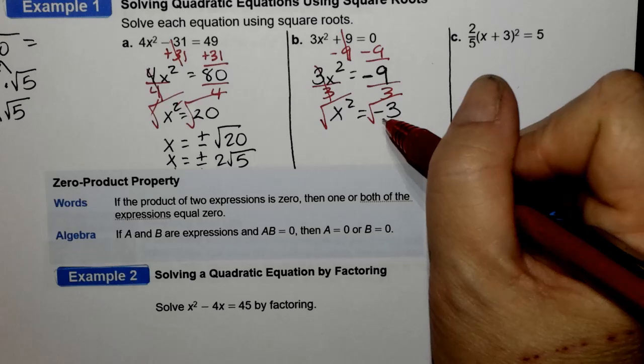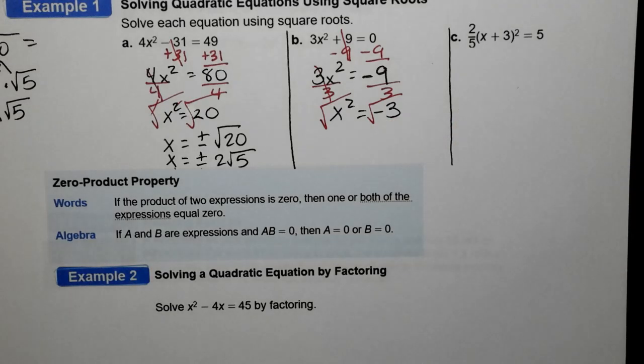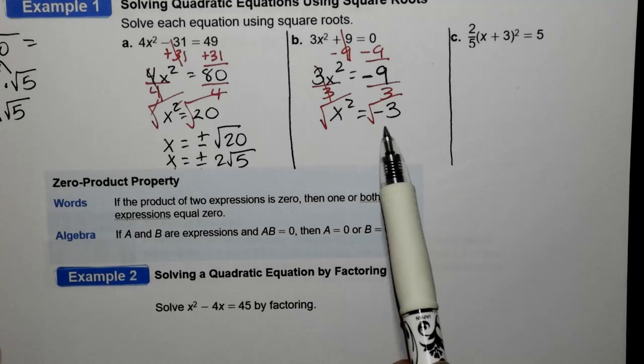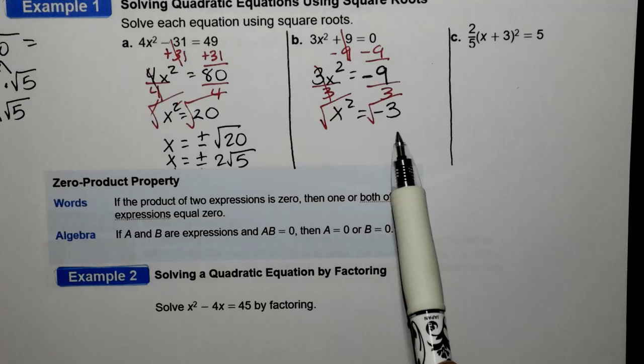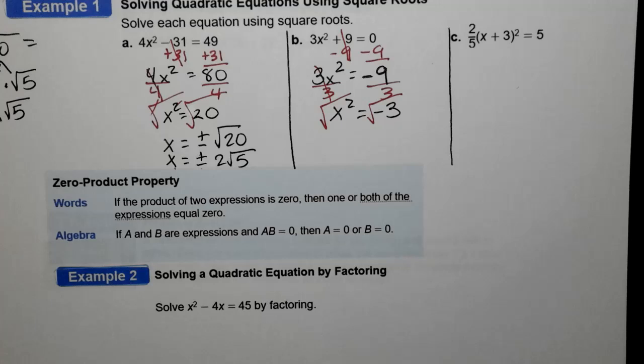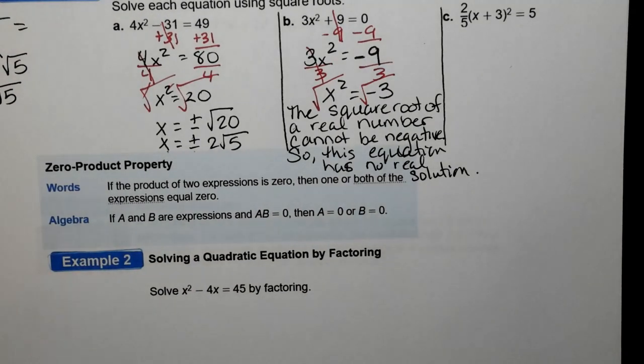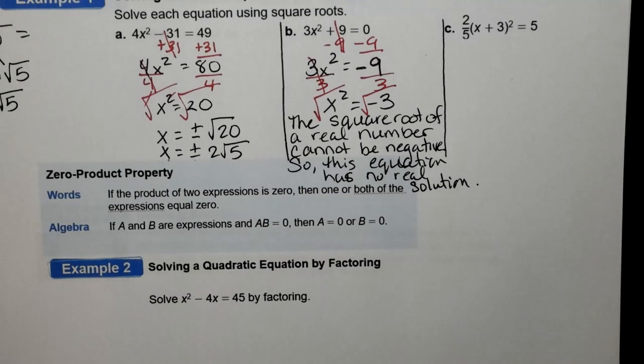However, I have a negative here. Because of this negative, there is no number that if I multiply it by itself will ever give me a negative answer. So the square root of a negative number is not a real number, so this has no real solution. I'll write that down for you. Maybe you're wondering why I said no real solution instead of just no solution. We are going to learn about that in lesson 2. So something to look forward to.